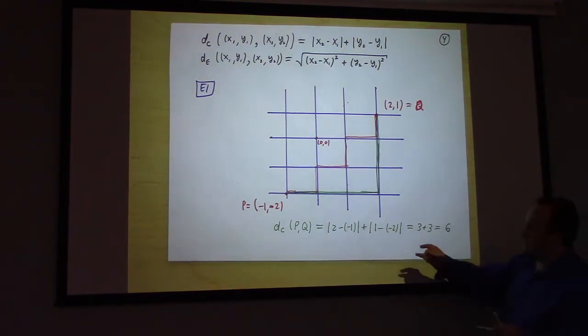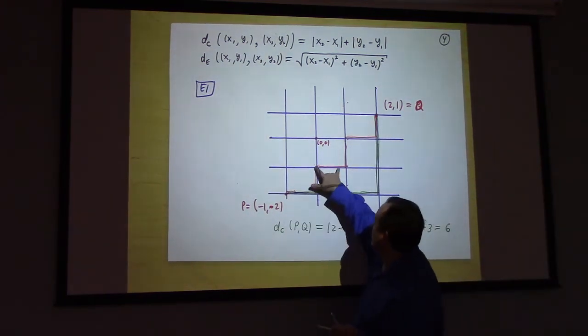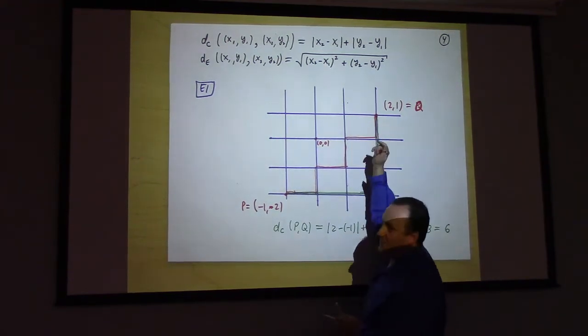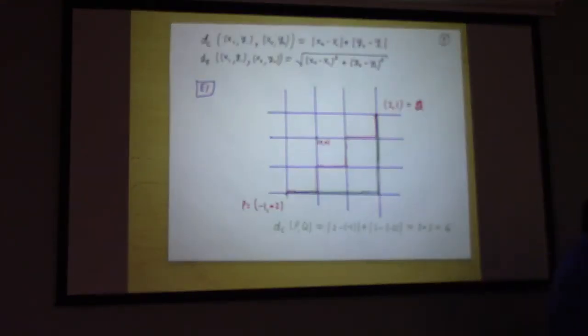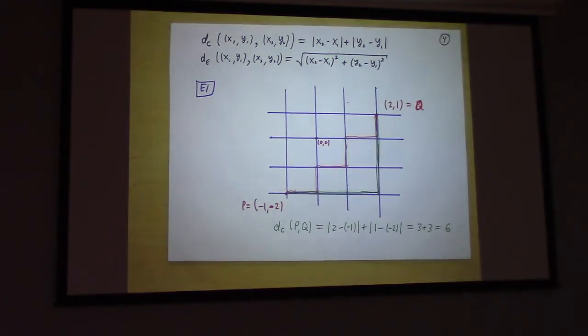See, because you're just going 6 blocks. You go 1 block this way, 1 block, 2 blocks, 3 blocks, 4 blocks, 5 blocks, 6 blocks. So still 6 blocks, right? This is sometimes called taxi cab geometry.